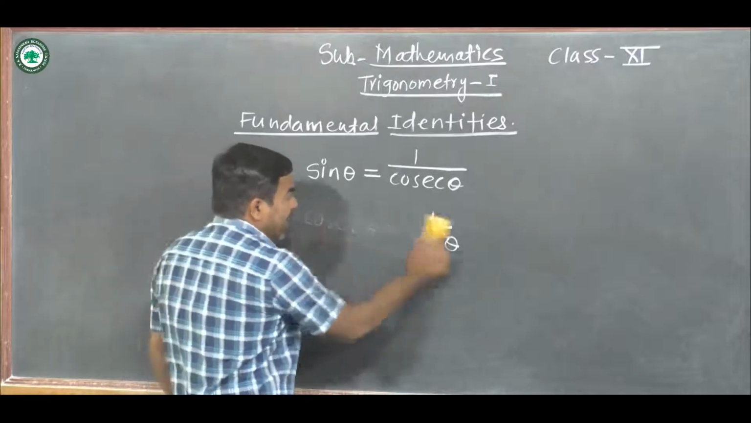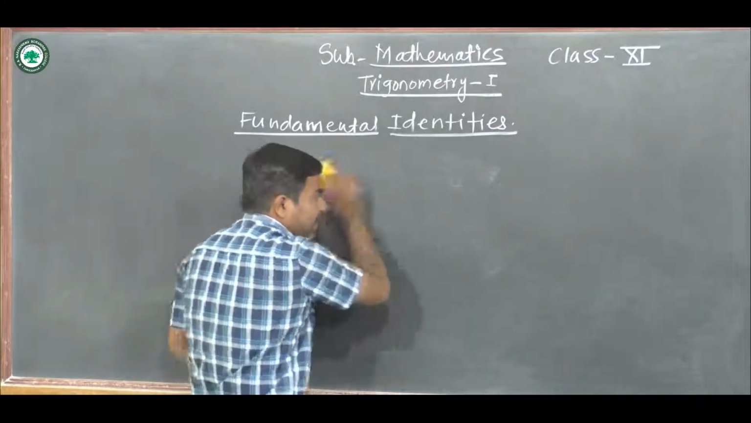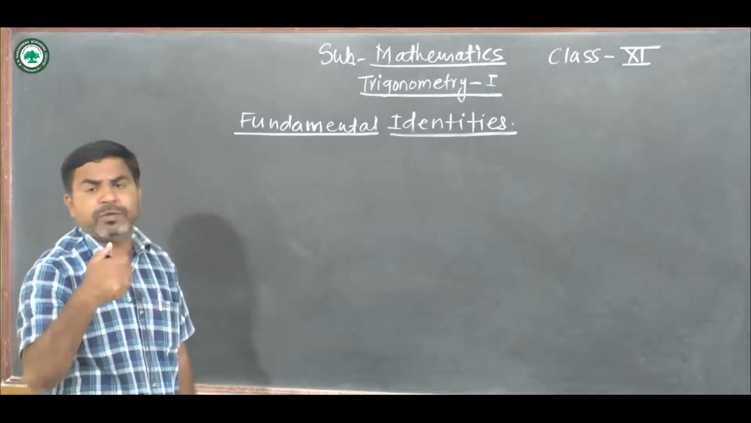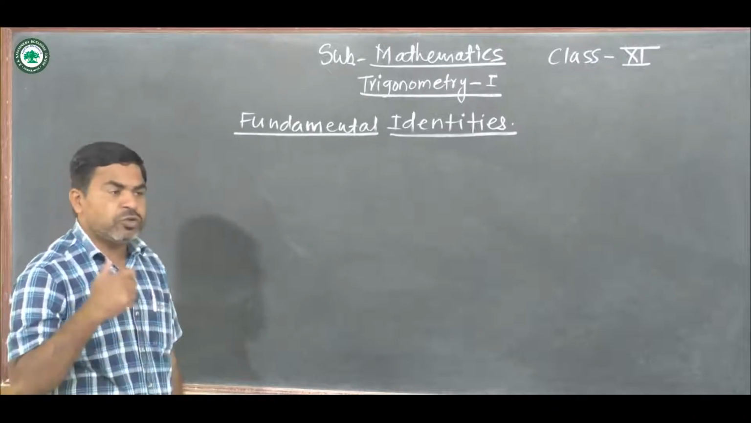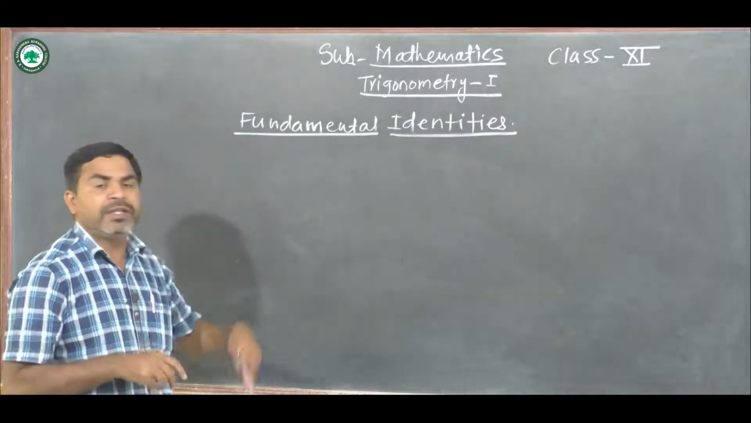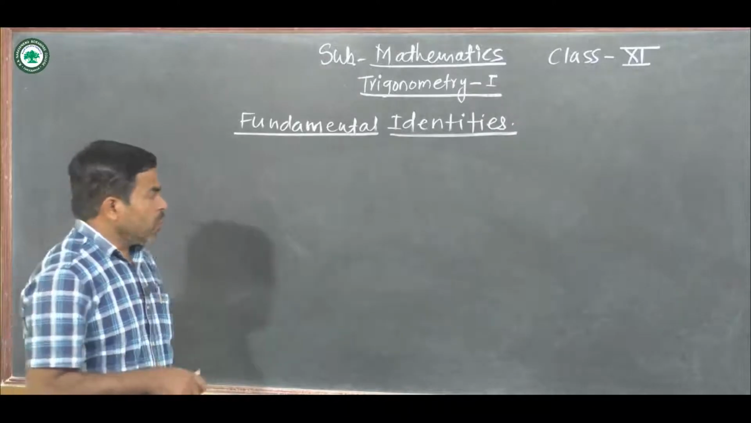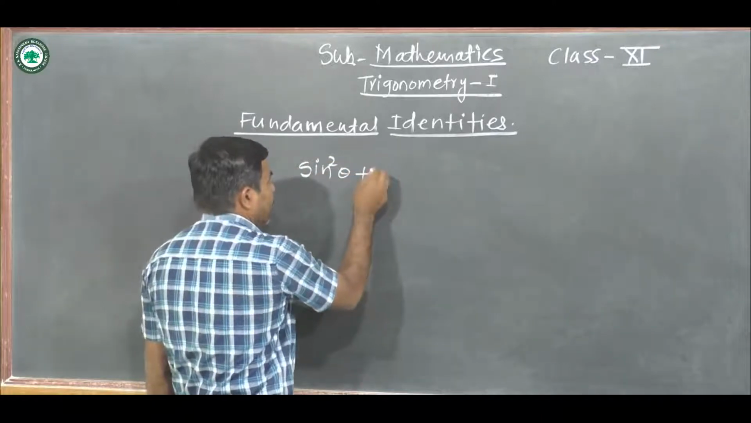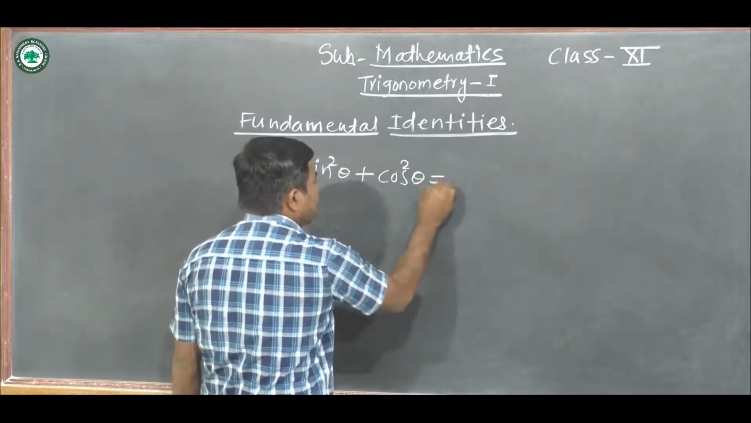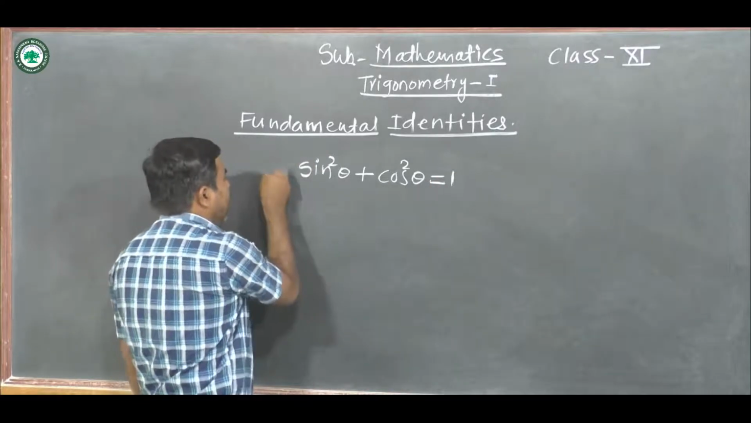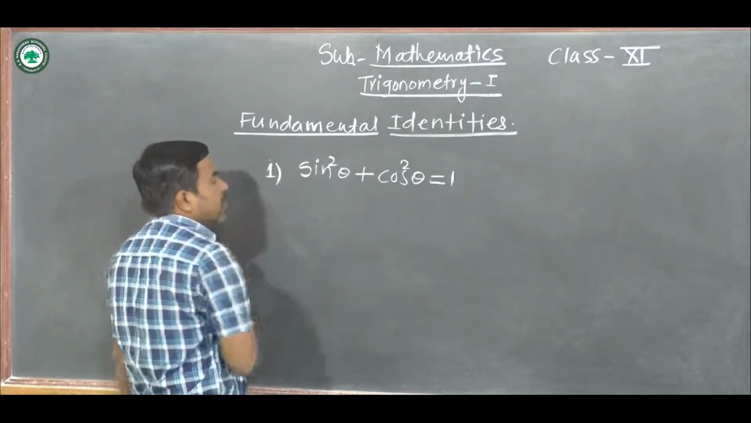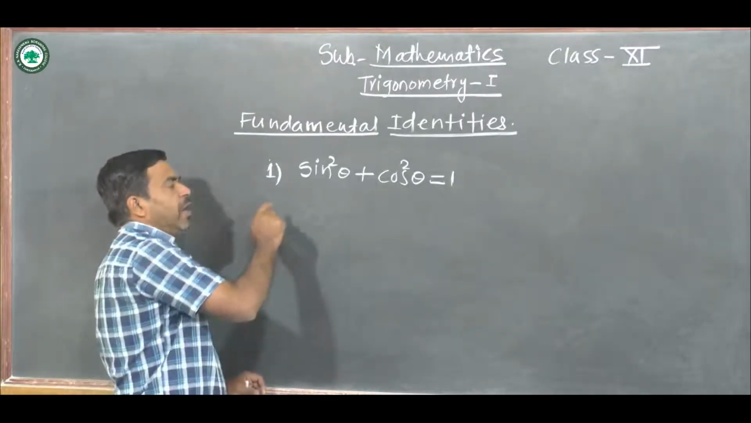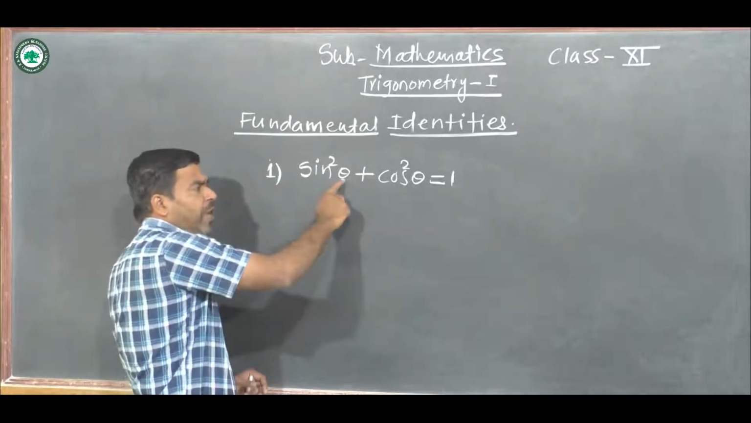So identities or fundamental identities are nothing but the relations which are true for all admissible values, or which are true for all possible values of theta, or which are true for all values of theta in the domain. So in particular, sin square theta plus cos square theta is equal to 1. This is fundamental identity, because this relation is true for all values of theta.